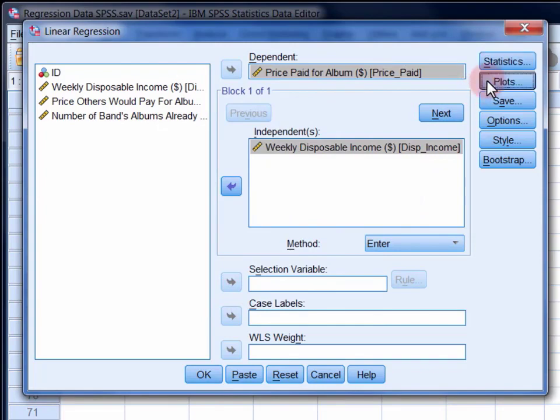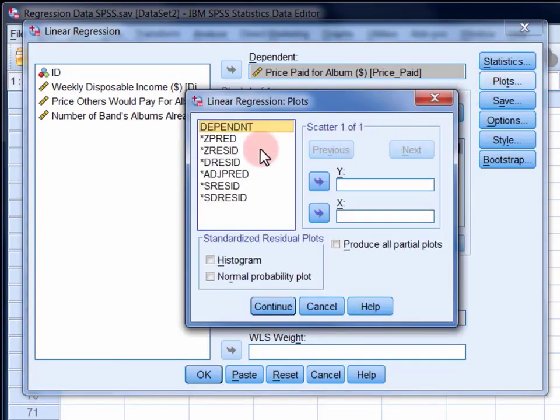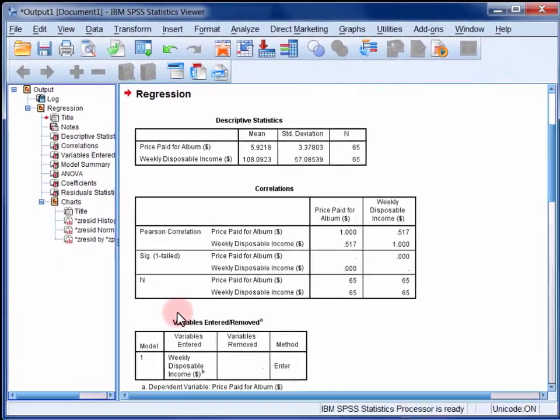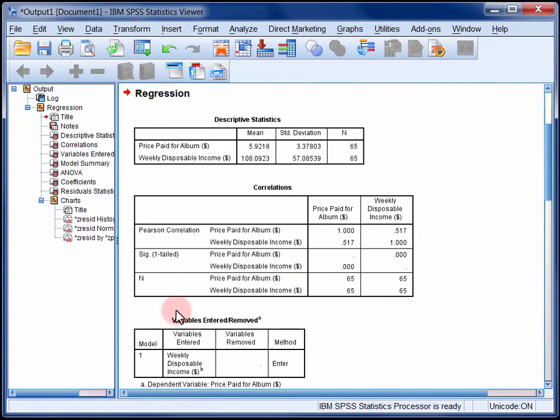And in the plots dialog, select ZPRED, which stands for standardized predicted values, and move that into the X field, and select ZRESID, which stands for standardized residuals, into the Y field. Select histogram and normal probability plot, and then click Continue. And to finish, you can click OK. And the output will appear in the SPSS Output Viewer.